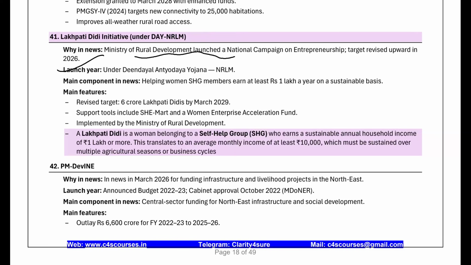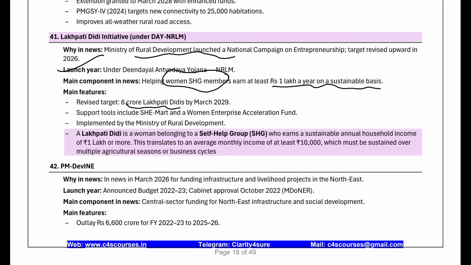Okay, helping women self-help group members earn at least rupees 1 lakh per year on a sustainable basis. So revise the points: SHG women earning rupees 1 lakh plus annually should be there. Targeted 6 crore women. How many women are they targeting? It is targeting 6 crore women, right?